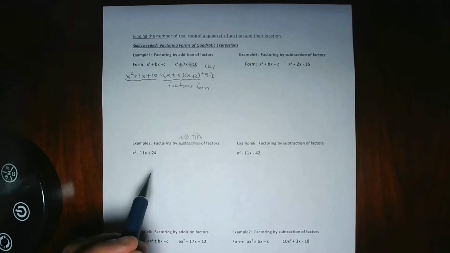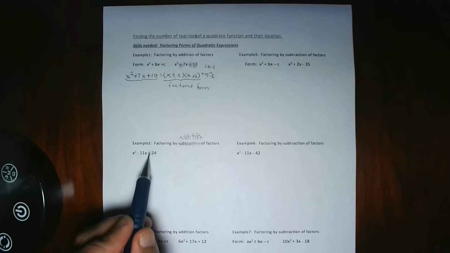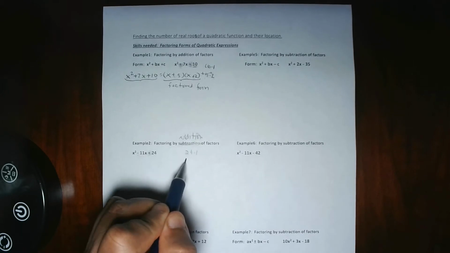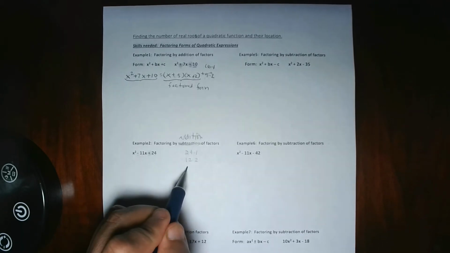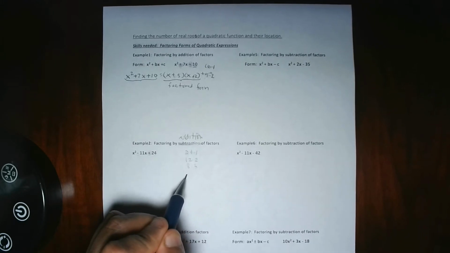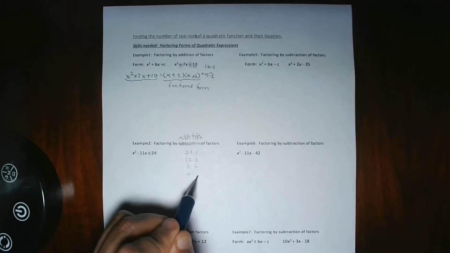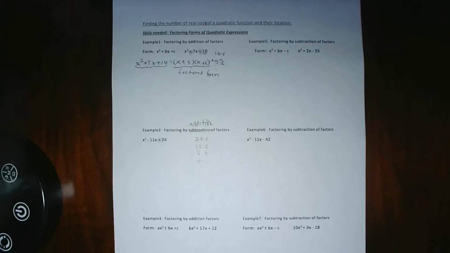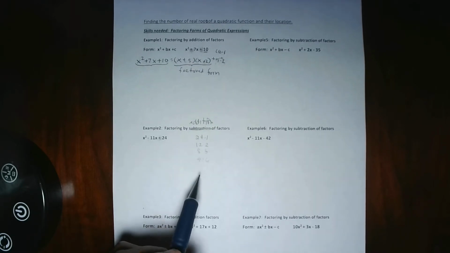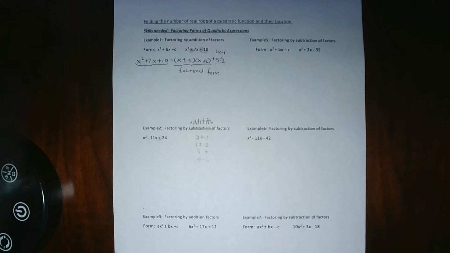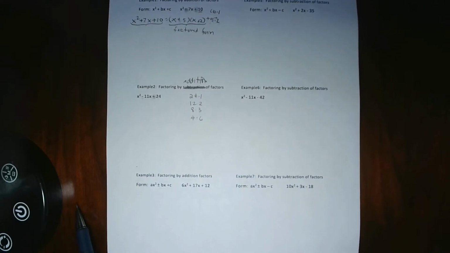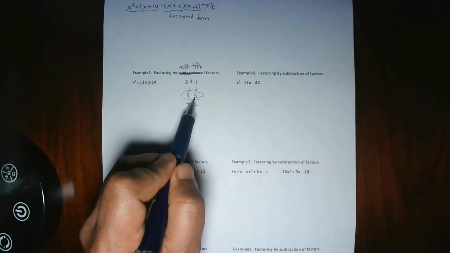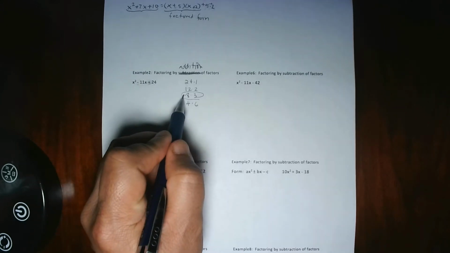And here what we want to do is find all the factors of 24 that added will give me a negative 11. So I can start with 24 times 1, 12 times 2, because these are all the factors of 24, then 8 times 3, then 4 times 6. Those are all the different factor pairs of 24. And so the ones that can be added to give you 11 are these two. But we're looking for a negative 11, so they both need to be negative.